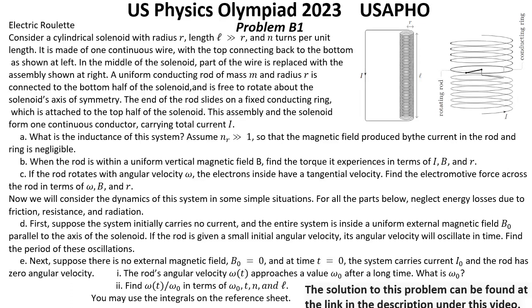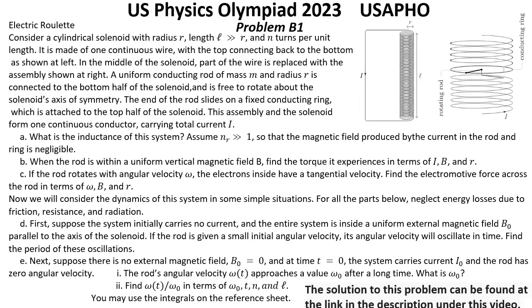Part D. First, suppose the system initially carries no current, and the entire system is inside a uniform external magnetic field B0, parallel to the axis of the solenoid. If the rod is given a small initial angular velocity, its angular velocity will oscillate in time. Find the period of these oscillations.